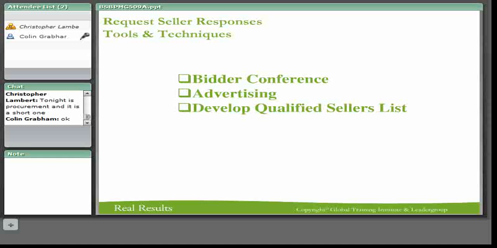The other one is to develop a seller's list. I can remember doing that on a number of occasions, for things like stationery and things that need to be purchased on a regular basis. So what you'll do is you'd go out for tender, and you would ask them for quotes for a year. You're going to supply pens and pencils and printers and consumables.